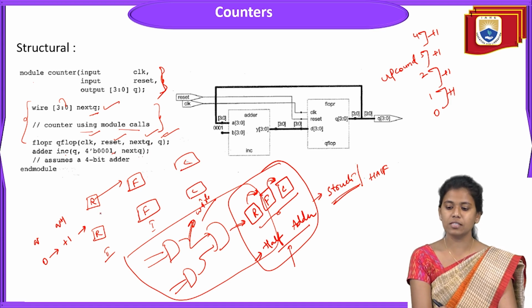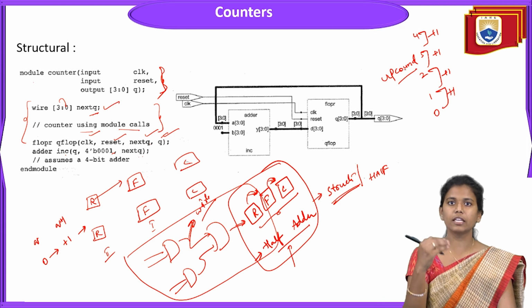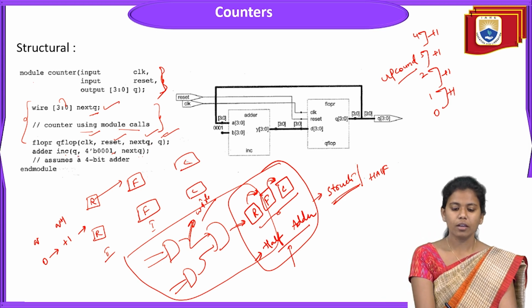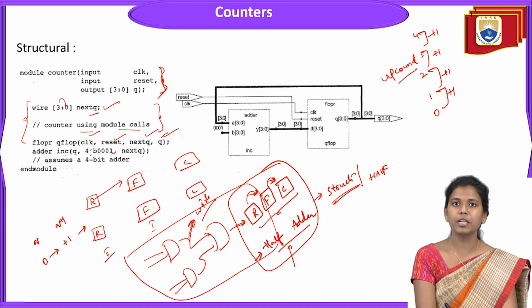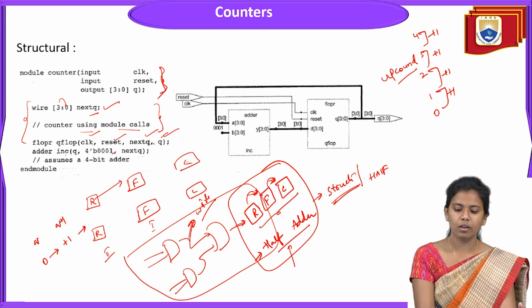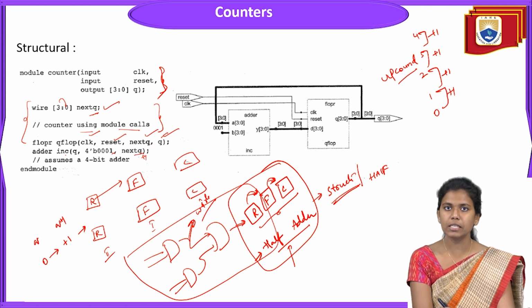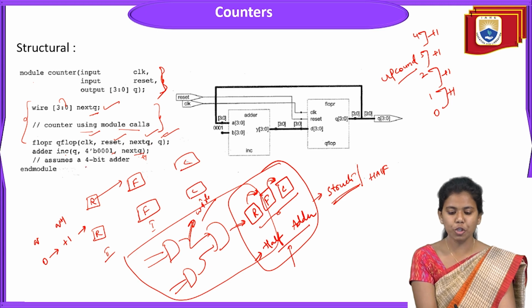So here, as it is an up counter, I must increase one bit such that Q is a register that will store. How many bits am I going to count? 4 bits of data with the increment of 1. Next Q is nothing but Q plus 1. Okay, increment of 1. Next one. And here assume a 4-bit adder, end module.